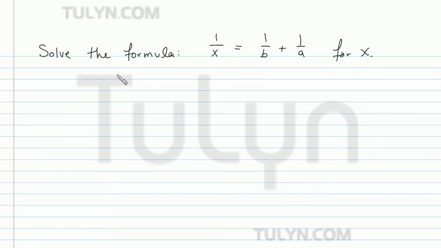of both sides and say, well, the reciprocal of the left, which is x, which is true, but then they'll say the reciprocal of the right is going to be b plus a. And as it turns out, this isn't the case.